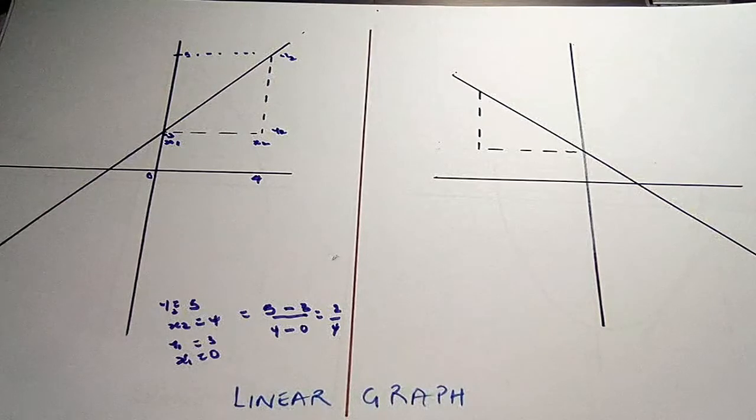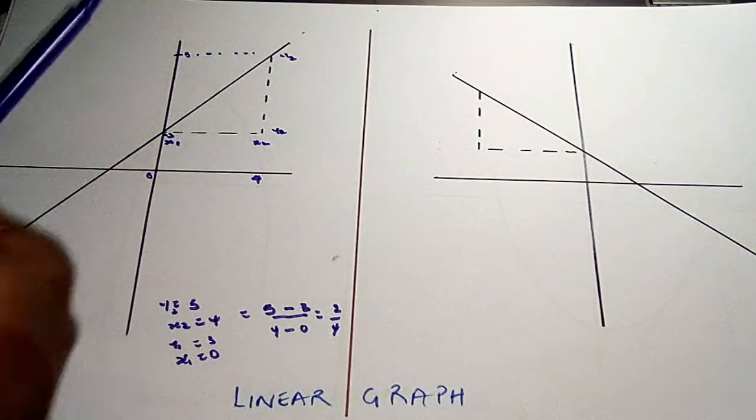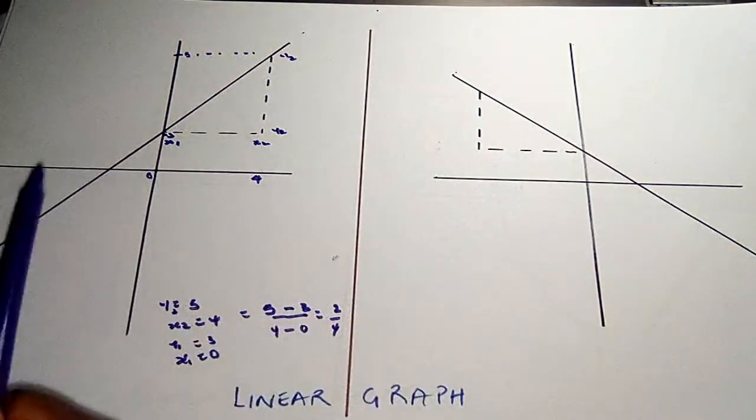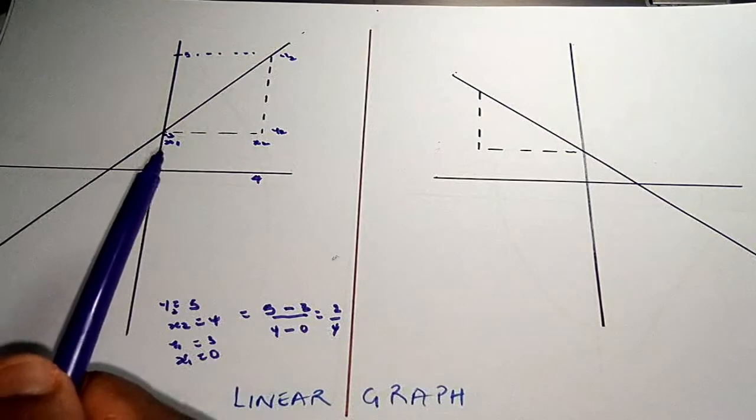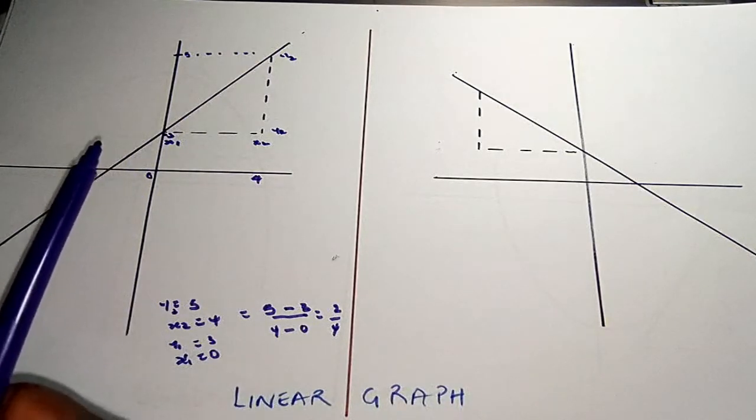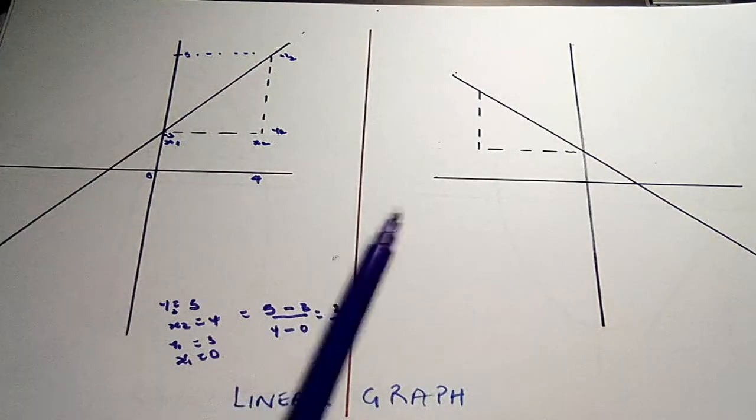So I'm just giving a kind of draft work on how you can really do it on your own. So that you know exactly in the different graphs, this one should be a positive gradient. This should be a negative gradient.